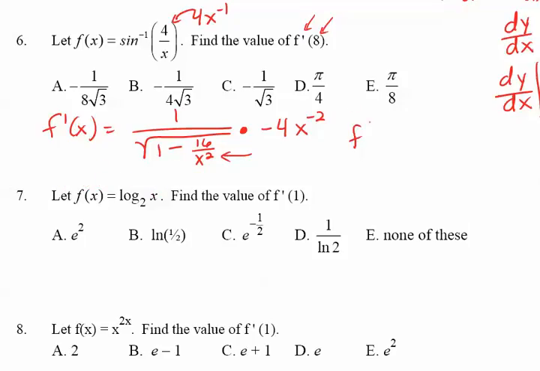Let me go over here, f prime of 8. So we would have 1 minus, so think what happens when x is 8 here. We would have 16 over 64, so we would have a 1/4. And put an 8 here, that's in the denominator. So we would have a negative 4 over a 64. So that would be a negative 1/16.